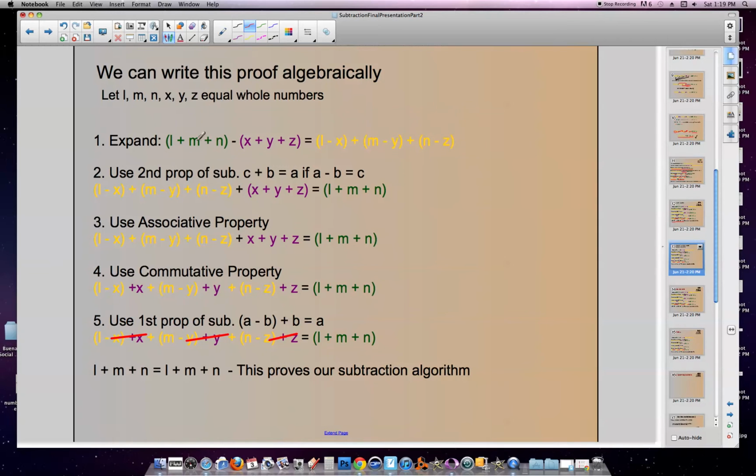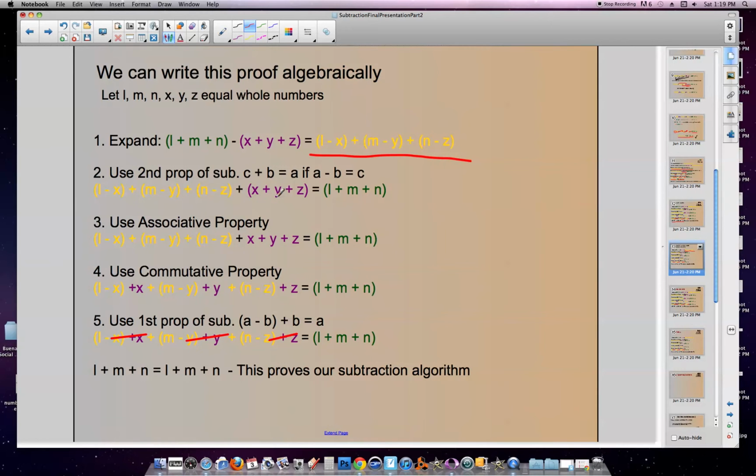But we have L plus M plus N, and let's just assume this is the hundreds place, the tens place, and the ones place. And if we subtract X plus Y plus Z, which would be the other number expanded, then it is going to equal our subtraction algorithm, which says, hey, you should subtract the ones place, and then the tens place, and then the hundreds place.